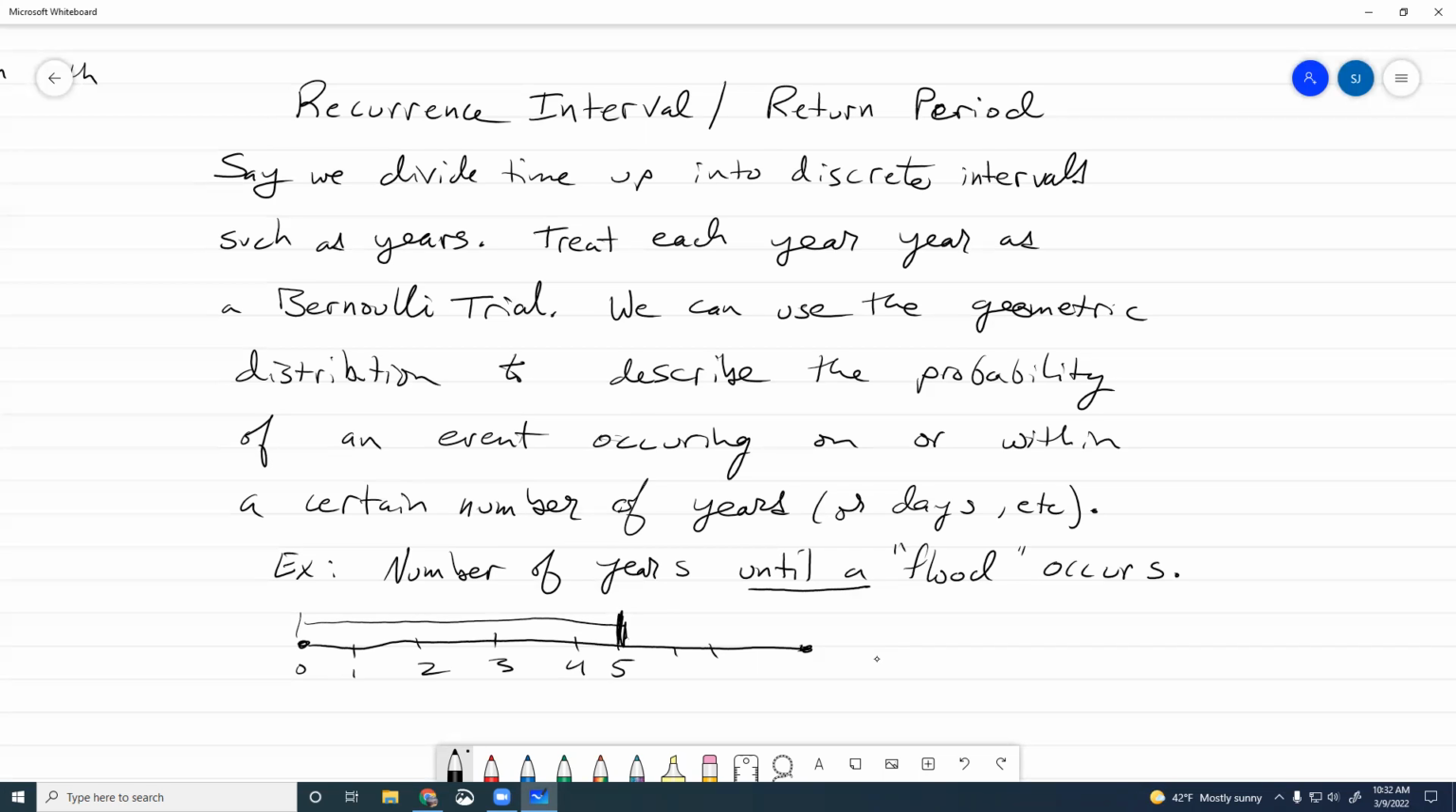But then we could also think about this time period right here, which we call a recurrence interval or return period. How long does it take if we extend this out between floods? So recurrence interval Ri. Now we're thinking about successive flood events over so many years, right? Over 100 years, what's the average time between these flood events?